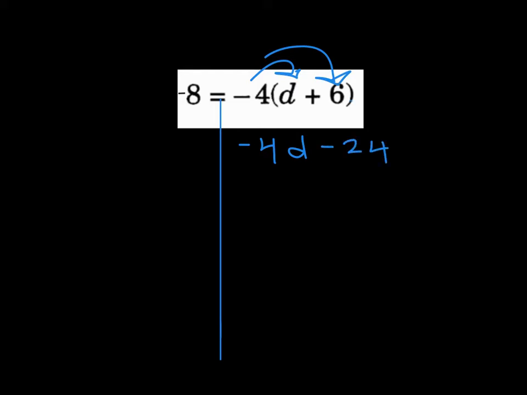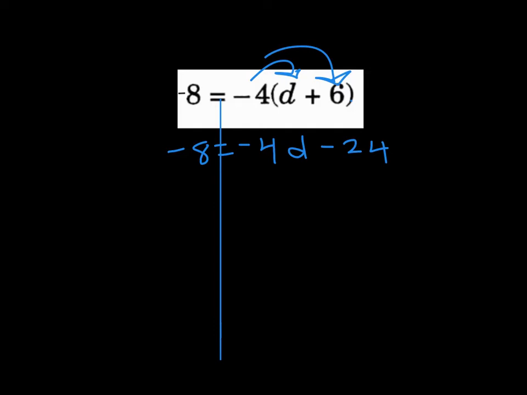The next equation we have is negative 8 equals negative 4 times d plus 6 in parentheses. So our first step is to distribute the negative 4. So negative 4 times d is going to give me negative 4d. And negative 4 times a positive 6 is going to give me negative 24. And that is equal to negative 8.